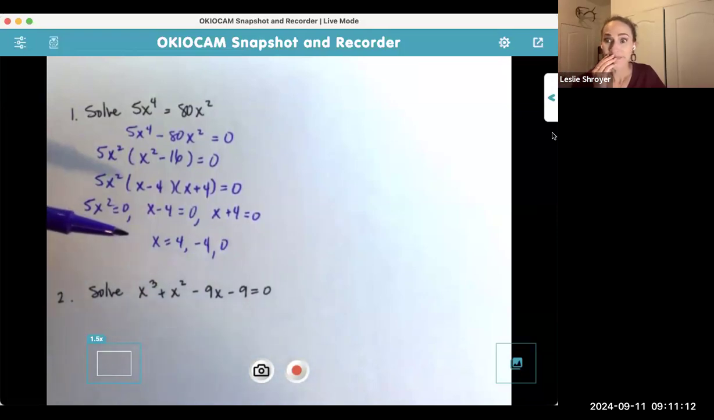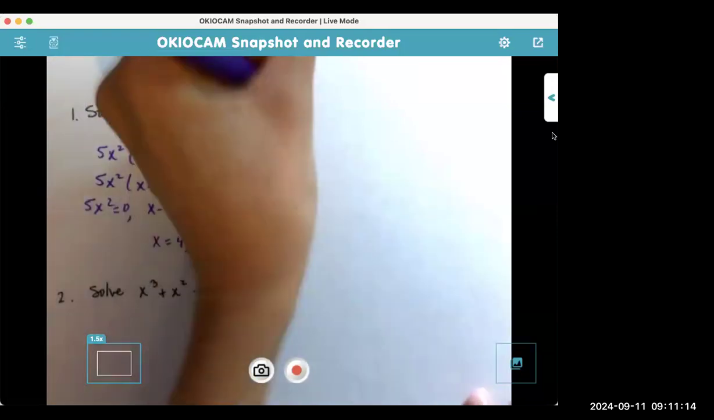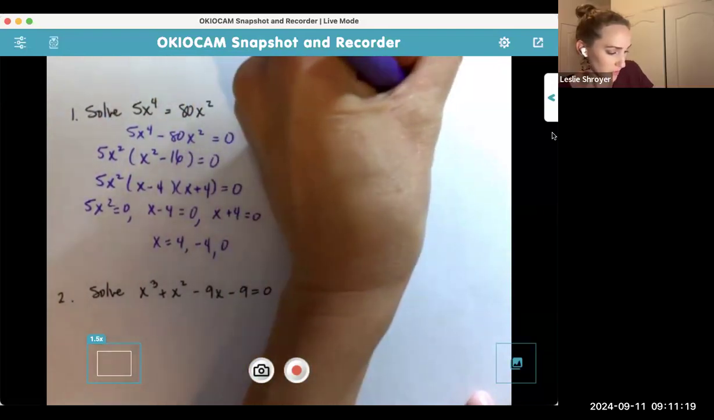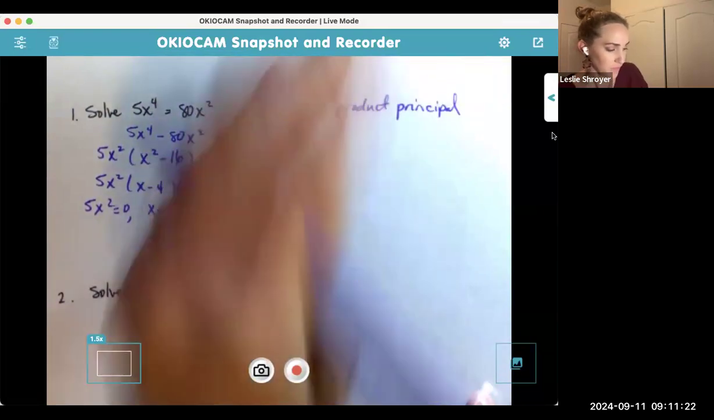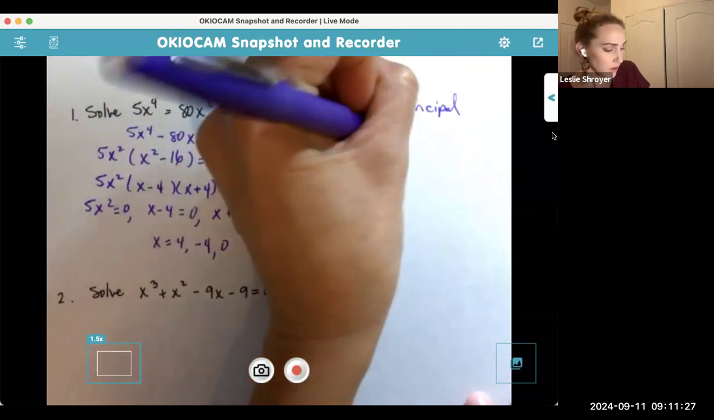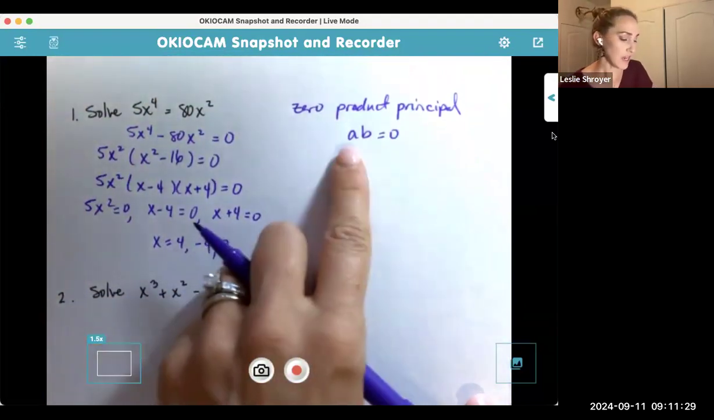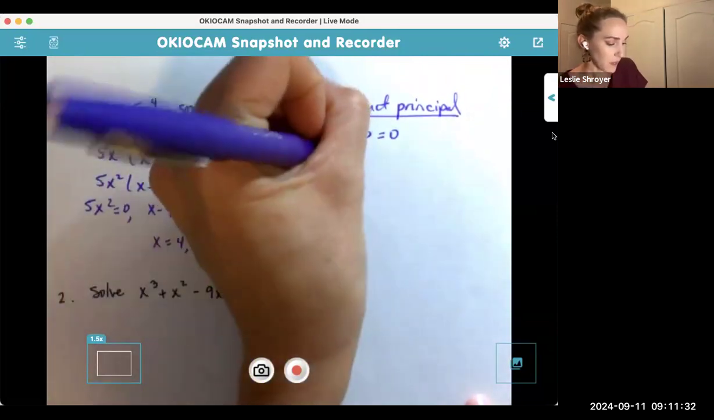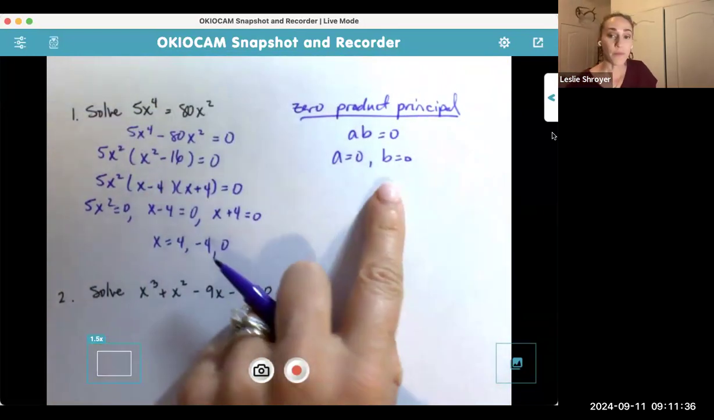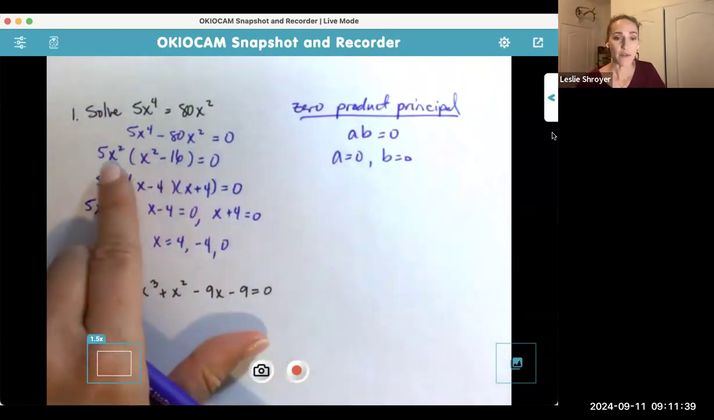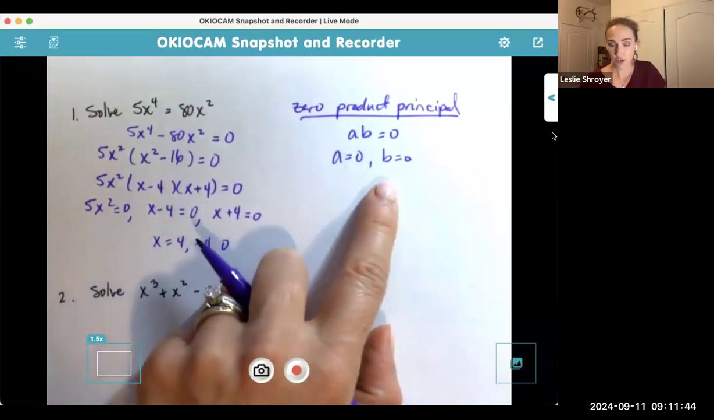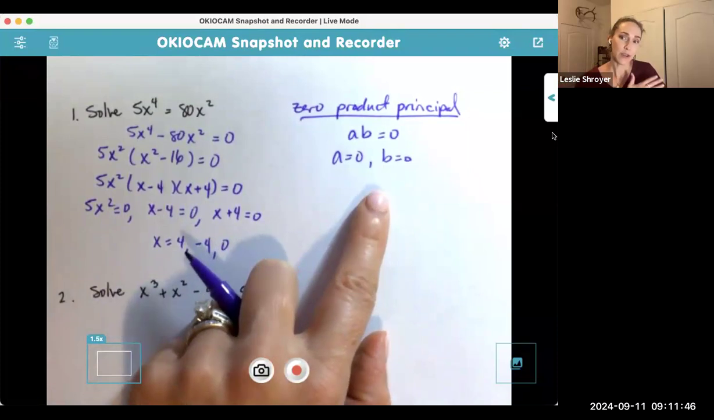What's the principle called again that lets us set each of these individually to 0? It's called the zero product principle. Product means multiplication. So if A times B is equal to 0, then either A or B is equal to 0. So this principle says if I have factors that are multiplied that equal 0, we set all of the factors equal to 0 and solve, and that's how we get the solution.